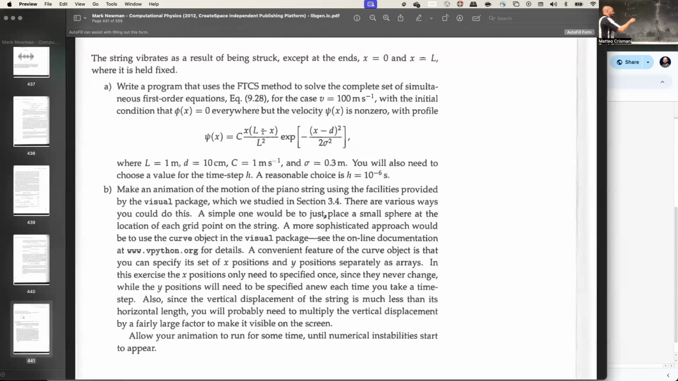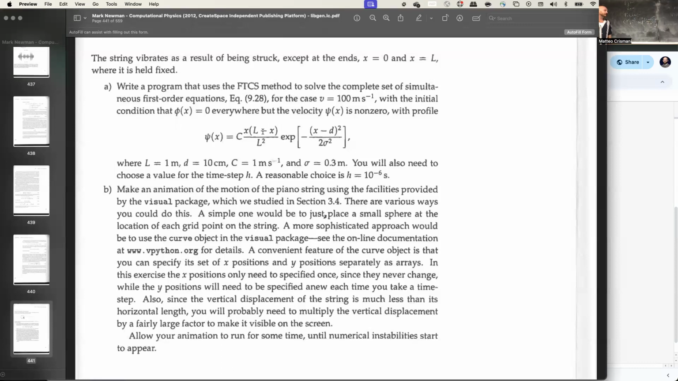All right, let's have a look at that. So that says C x L minus x over L squared, exponential. And this is all inside of the exponential. That's going to be minus x minus d quantity squared all over 2 sigma, right? Okay.